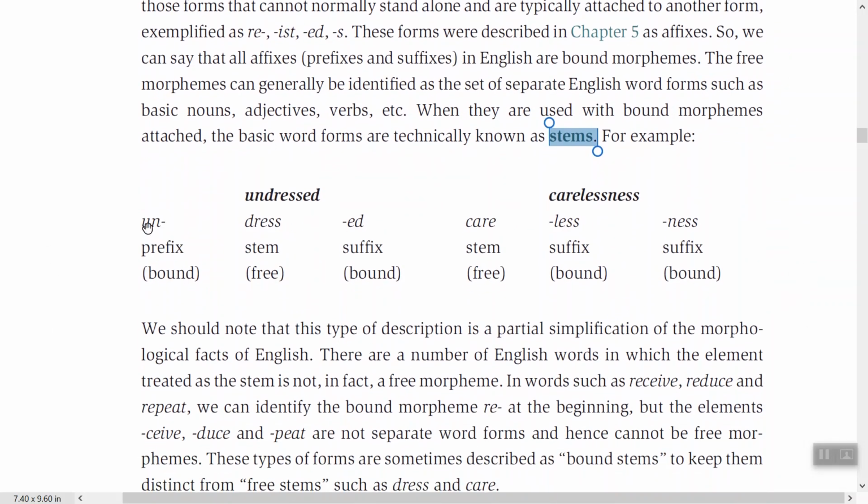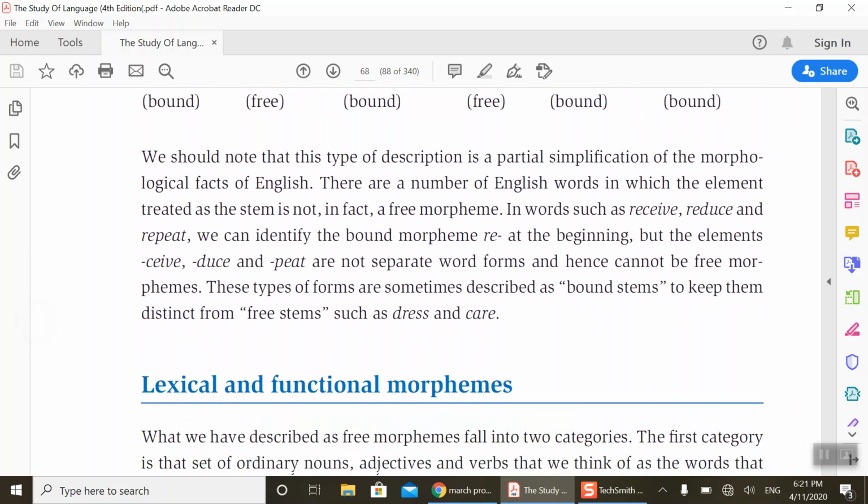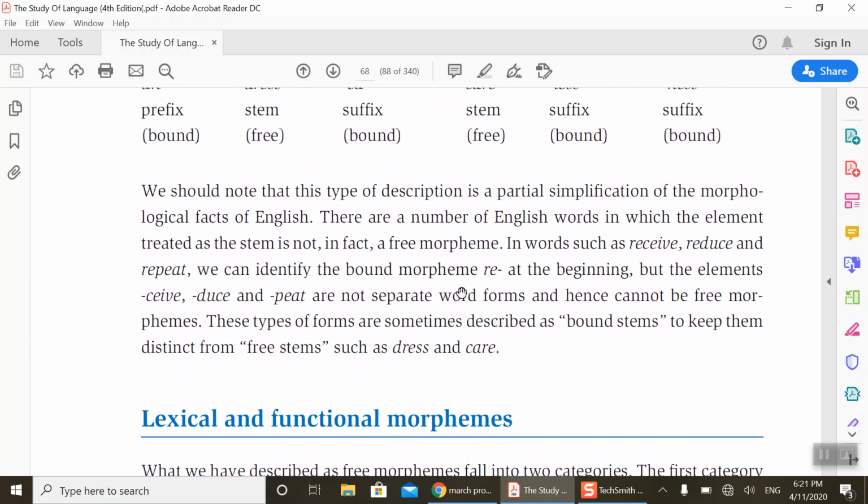Here we have some words: unaddressed. If we want to divide this word: un, prefix, bound; dress, stem, free; ed, suffix, bound. Carelessness. Okay, care, stem, free; less, suffix, bound; ness, suffix, bound. Okay, I think it is easy. These are stems.